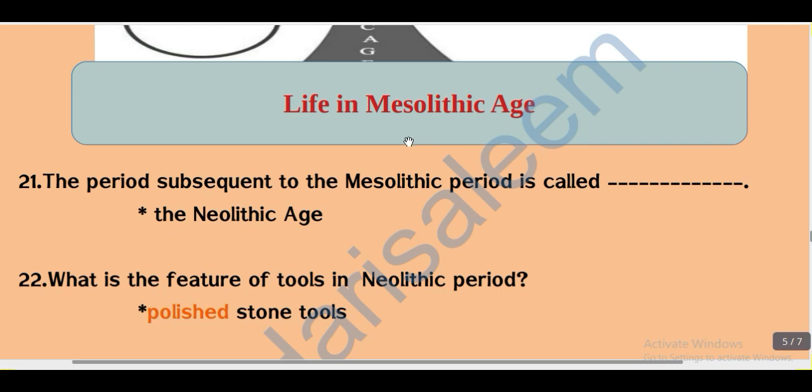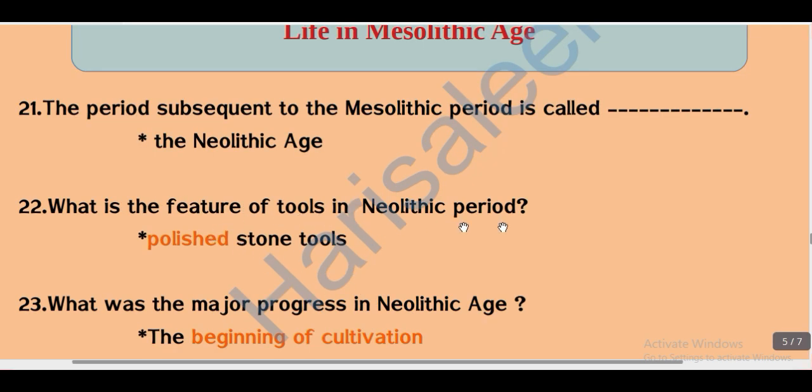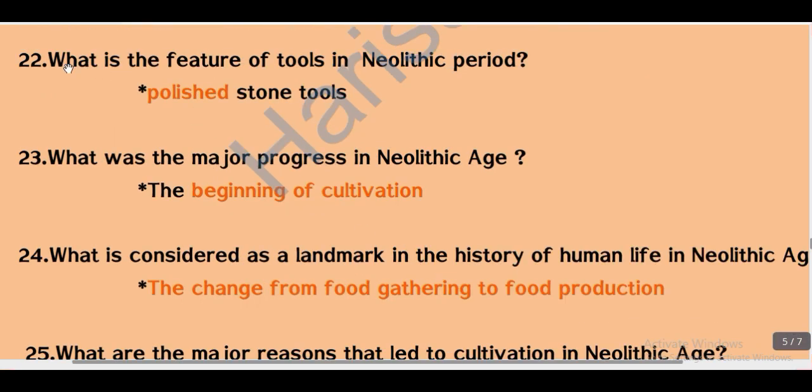The period subsequent to the Mesolithic period is called dash. Neolithic age. What is the feature of tools in Neolithic period? Polished stone tools. What was the major progress in Neolithic age? The beginning of cultivation.